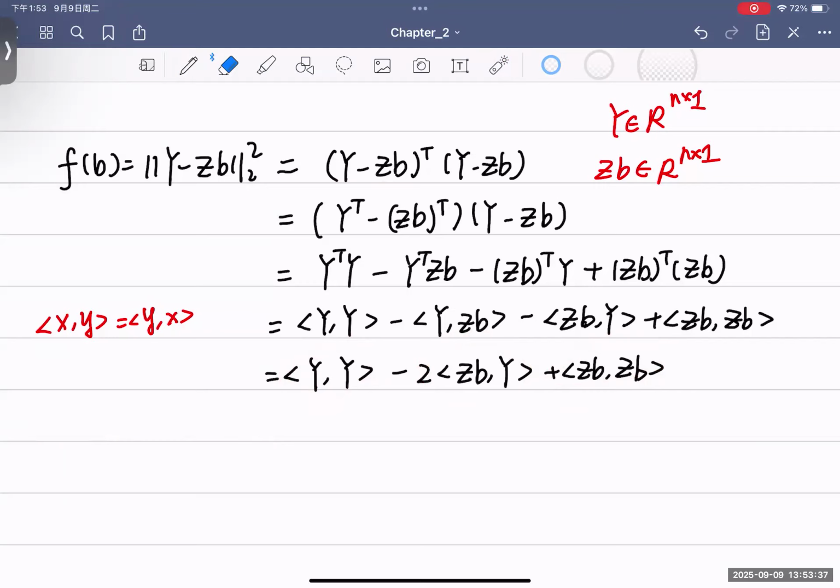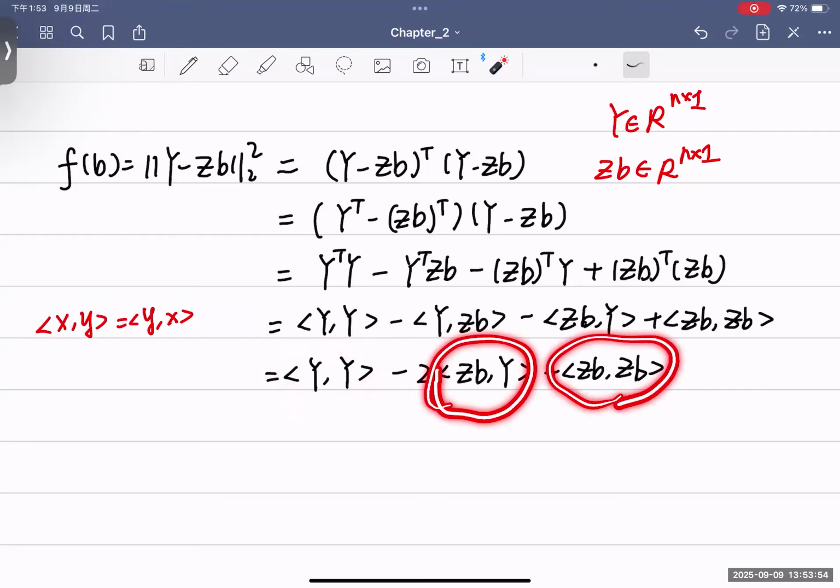Okay. And our next step is trying to do the derivative, or nabla for the gradient, for these terms one by one. So the first one will give 0, since it's easy to see there is no b here. And for the second one, we will try to do this one and this one.